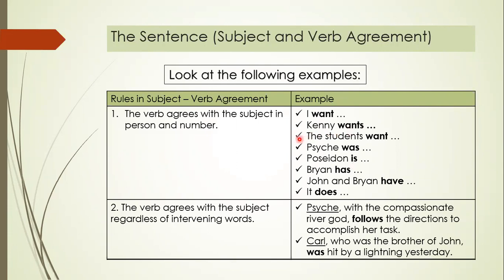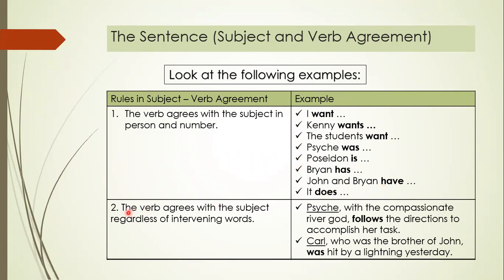Now let's move on. The students want. Psyche was. Poseidon is the name of a person. Is. Brian has. John and Brian have. Okay, John and Brian is plural, so you need to have a plural verb as well, that is have. It does. It, of course, refers to a singular object or thing, so you need to have a verb with an s or es for the verb do.